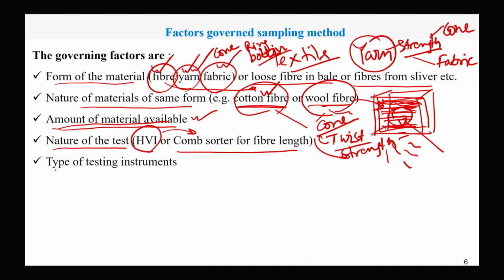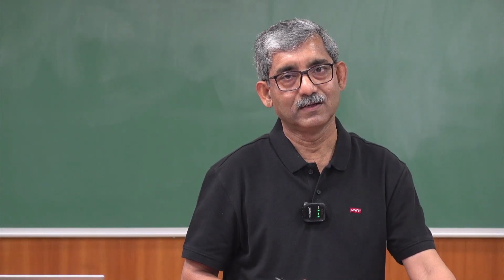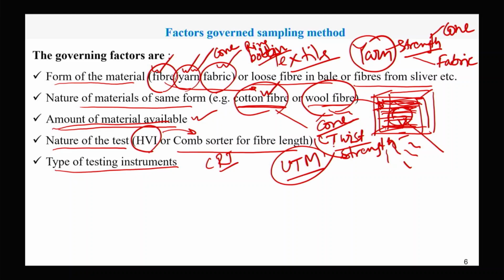Type of test instruments available. Suppose I have a Lee tester available, and in another case I have, say, a UTM. In both cases we can test the strength. If I have a CRT type Lee tester, the pendulum type Lee tester, we need yarn in Lee form. Ultimately we will get the yarn strength. But in UTM, we can test yarn in single form or maybe in a Lee form. So the test instrument will govern the sampling technique.